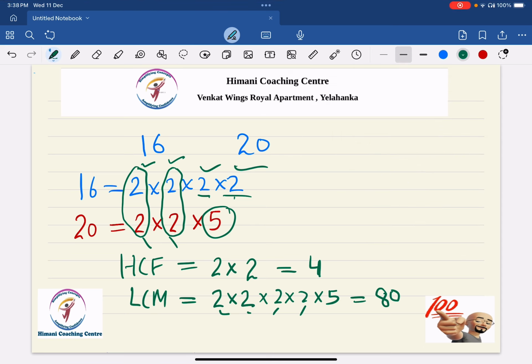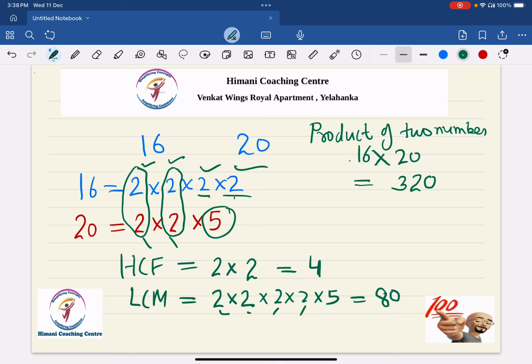Now let us do one thing. Let us find the product of the two numbers. How will we do it? It is 16 times 20. If you do, you will get 0, 2 6s are 12, 2 1s are 2, 1 carry over, which is 320. Now let us find the product of their LCM and HCF. LCM is 80, HCF is 4, and you get another 320.